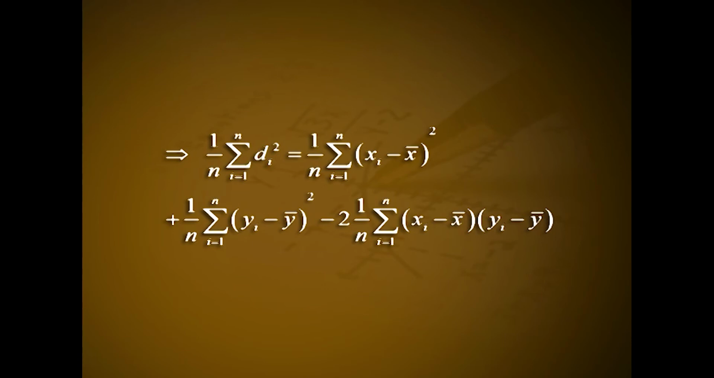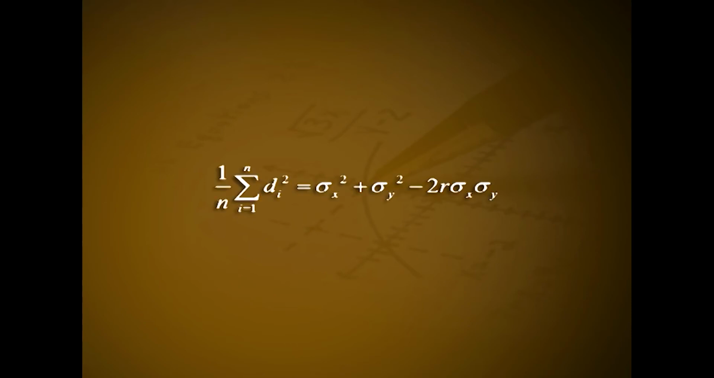This implies 1 by n sigma over i from 1 to n di square is equal to 1 by n into summation over i from 1 to n xi minus x bar whole square plus 1 by n into summation i from 1 to n yi minus y bar whole square minus 2 times 1 by n into summation over i from 1 to n xi minus x bar into yi minus y bar.